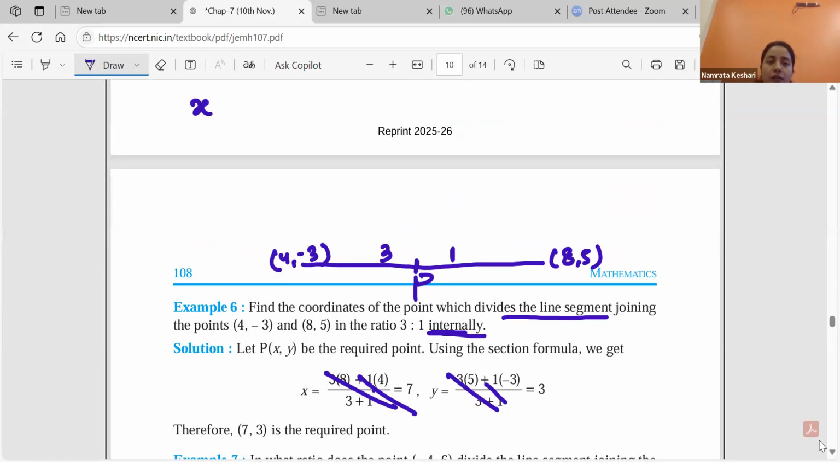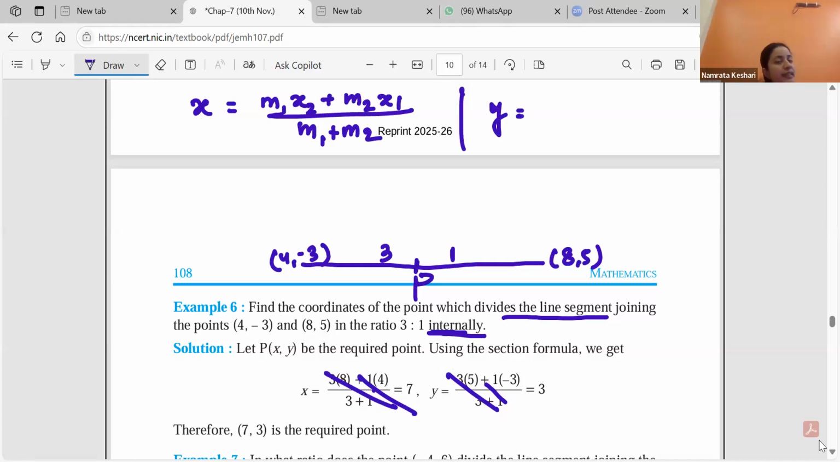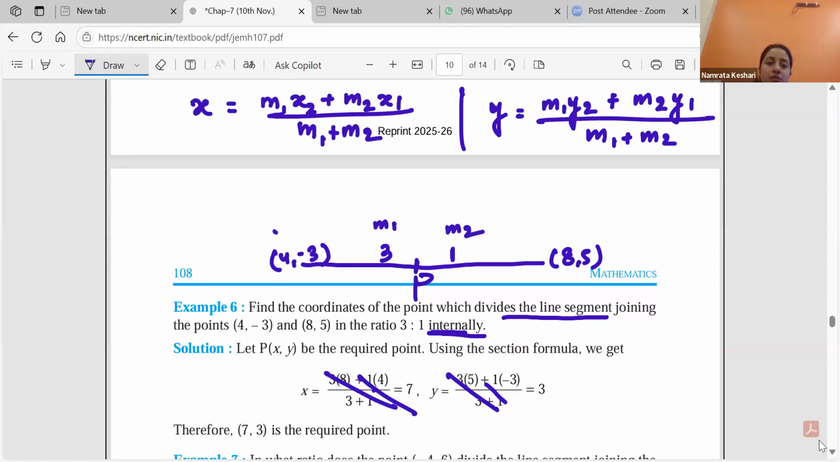For finding the x coordinate of the point P, the formula was m1x2 plus m2x1 by m1 plus m2. That will give you the x coordinate of point P. And for finding the y coordinate, the way we did previously, that way you can do, or this way also you can do. Both are completely the same thing. Next, m1y2 plus m2y1 by m1 plus m2. You just put the values. This is your m1, this is your m2, this is your x1 y1, this is your x2 y2.